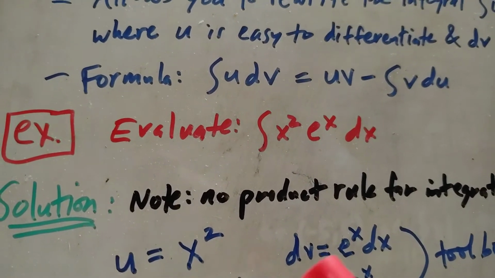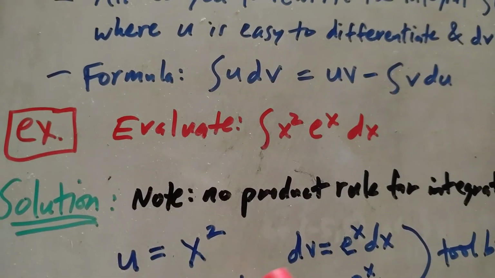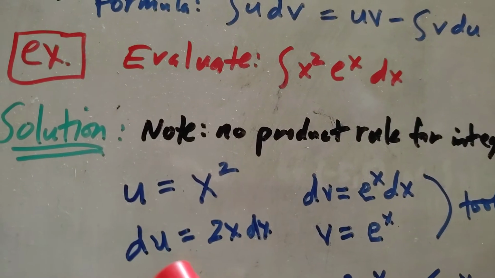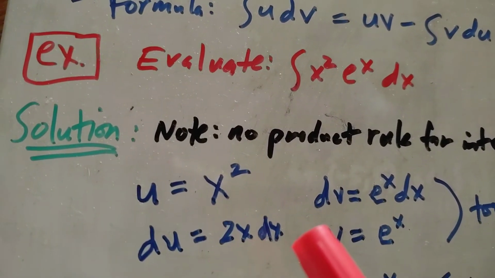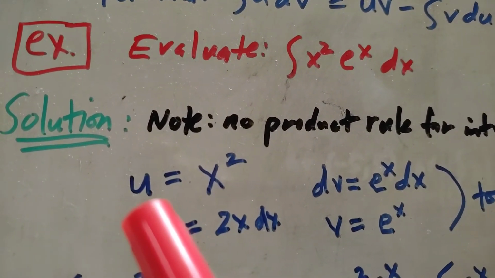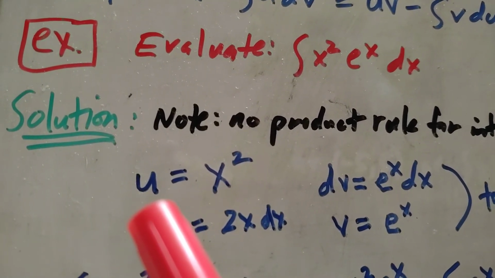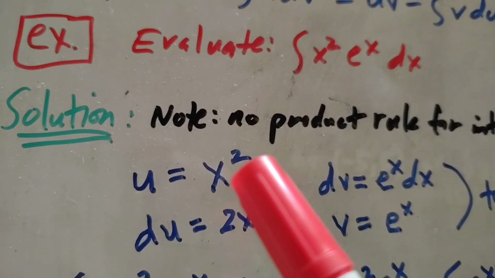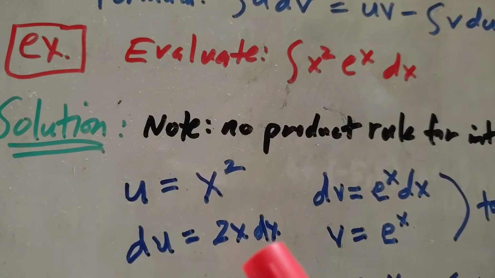Okay, so once you get your u and dv, then you want to complete the toolbox, as it's called. Once you know u, let's find du. So du is going to be the derivative of x squared, which is 2x dx. You could also think of finding the derivative of u with respect to x. Then we would have du dx is 2x, and then solve for du by multiplying each side by dx. Either way, you're going to get du is 2x dx.